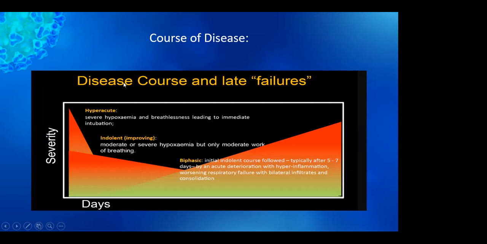So, the disease course can take three patterns. It can present with a hyperacute phase, with severe hypoxemia from the beginning leading to immediate intubation. It can be indolent: initially the patient has moderate to severe hypoxemia, continues with that, and recovers. And the third type of course could be biphasic. The patient presents with an indolent phase of 5 to 7 days and then suddenly collapses, needing severe hypoxemia management and intubation.